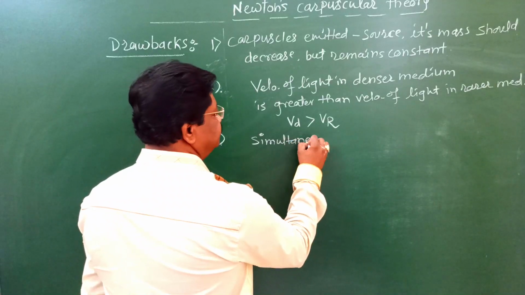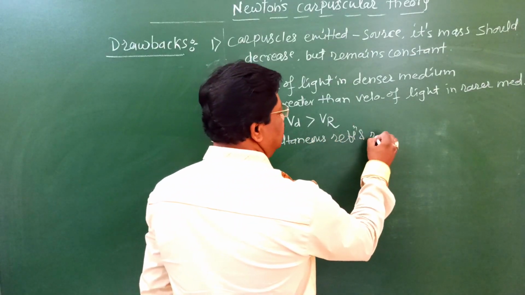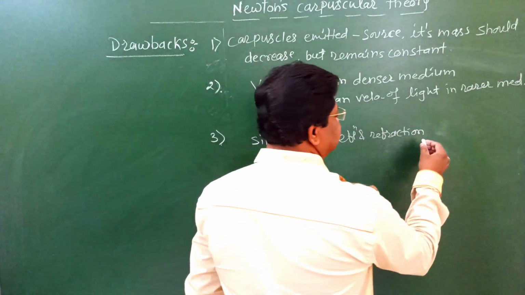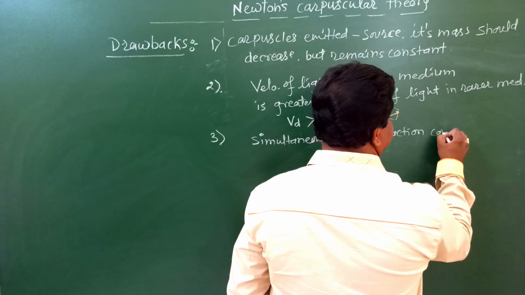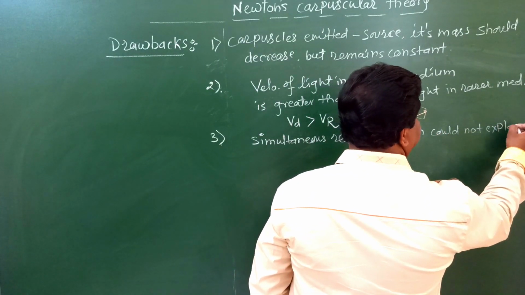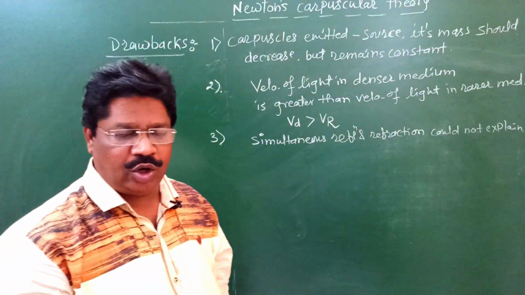Simultaneous reflection and refraction could not be explained by Newton. This is the third drawback.